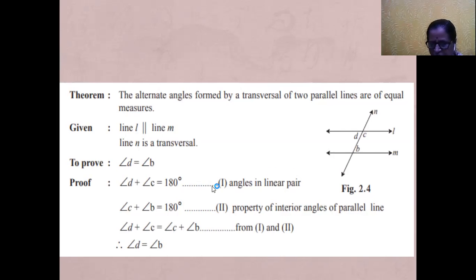Here it is taken as equation 1, and then angle C plus angle B is also 180 because of the interior angle property. Then we take the left side's addition, 1 and 2. Angle D plus angle C is equal to angle C plus angle B from 1 and 2. C and C get cancelled, remaining angle D and angle B. So angle D's measure is equal to angle B.